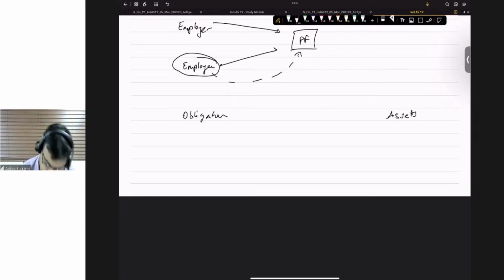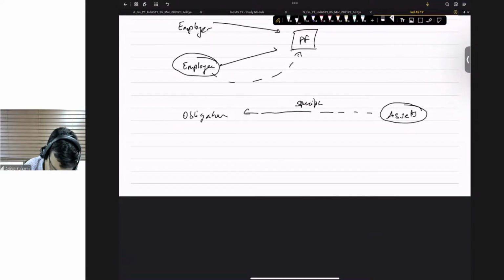Now you tell me, are these assets freely available to meet any obligation, or are they available only for meeting this specific obligation? Tomorrow, suppose you get a tax demand. Can I sell these plan assets, these investments, and pay off the tax demand? Or are these assets exclusive for the employee obligation? The answer is it is exclusive, it is specific.